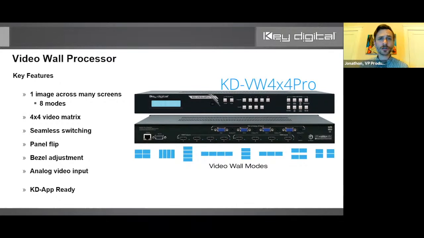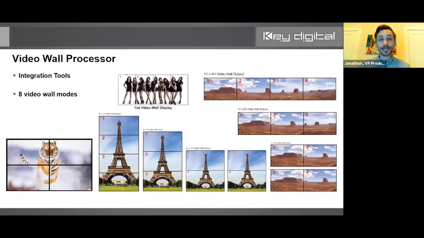It has a great feature called panel flip. Panel flip allows us to install the panels upside down. So if you have consumer displays, you can conjoin those narrow bezels together. We'll show you a picture of that, along with all of the 8 video wall modes.